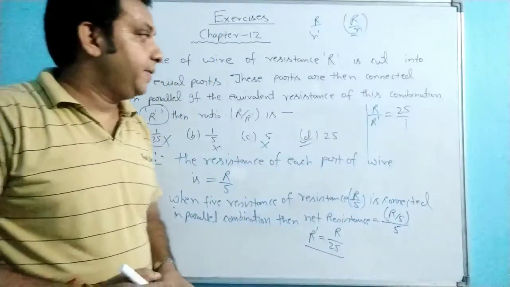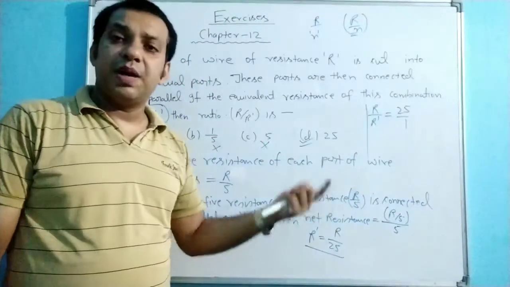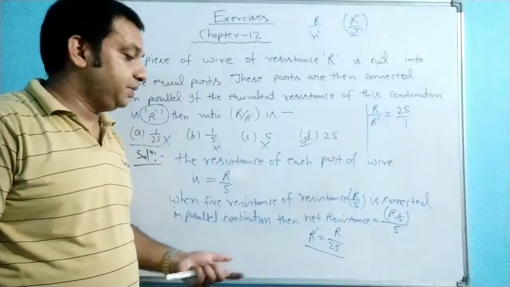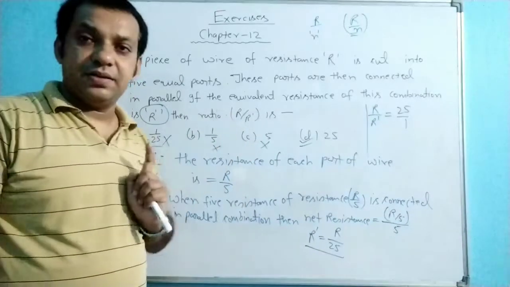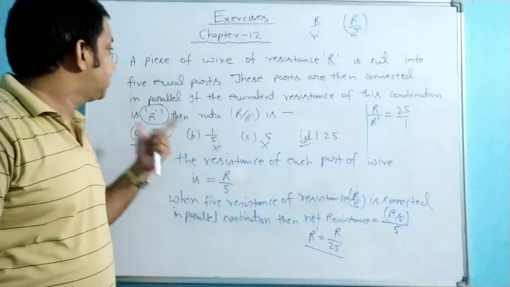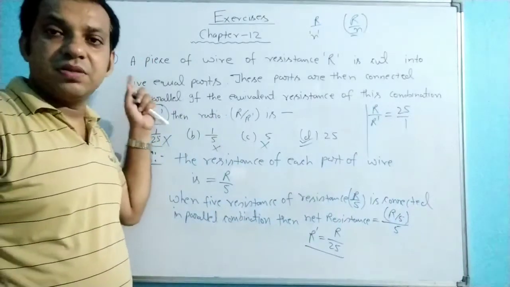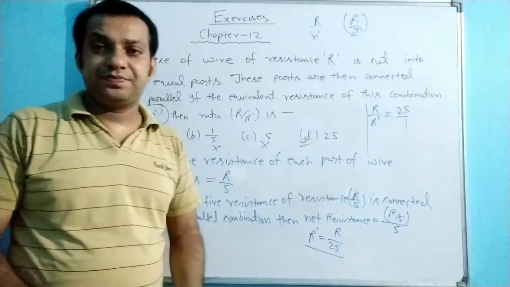Clear? So here, by applying the formula of the parallel combination, you can simply find the value of the ratio of R divided by R dash. Clear? So let us discuss the next question. This is the exercise question number 1.